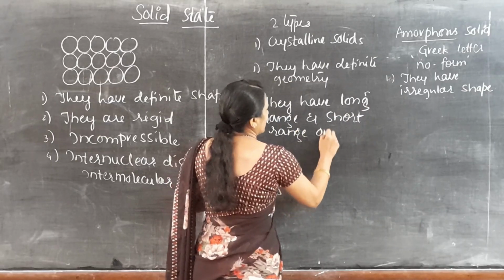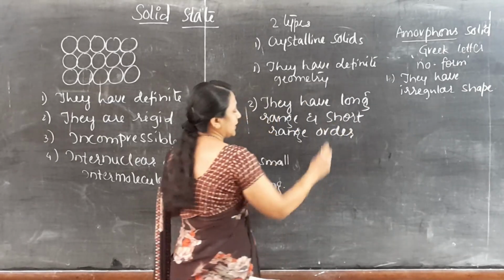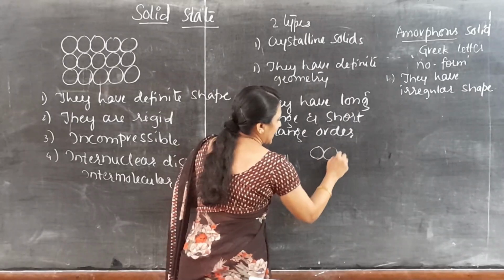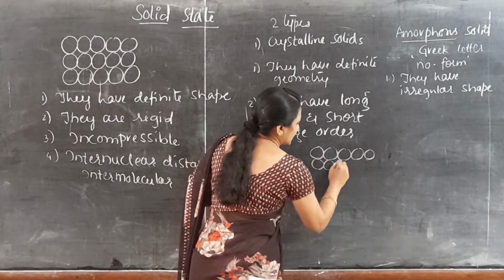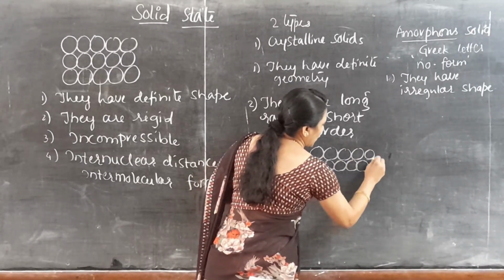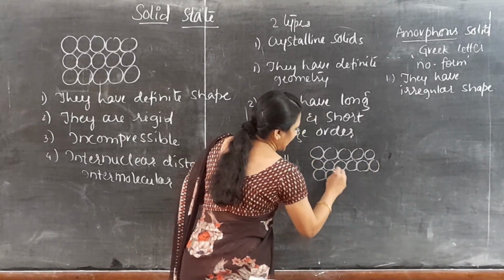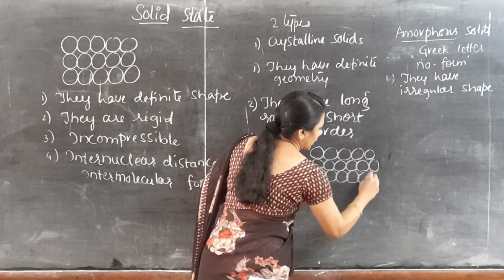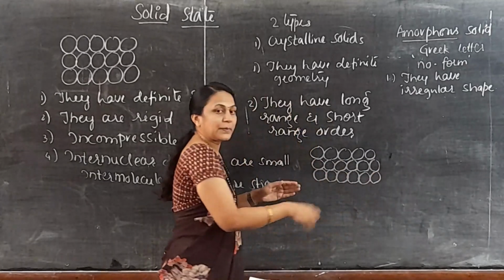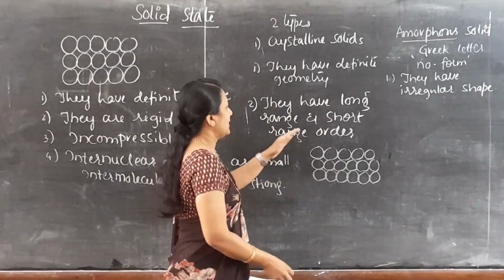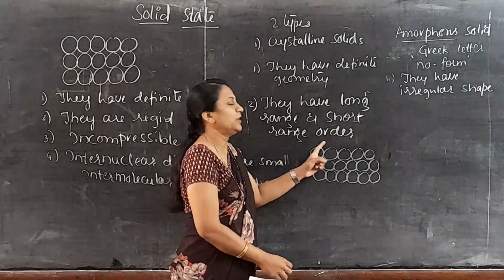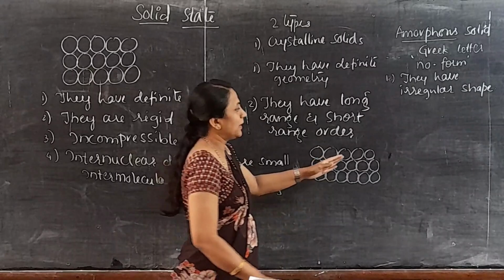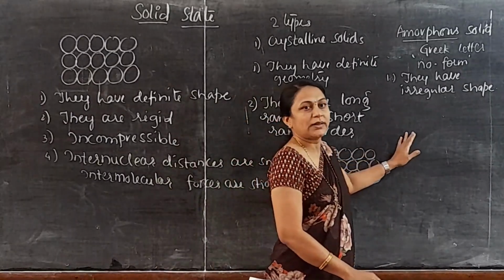Let me consider one crystalline solid here. Here the particles are arranged like this. The same arrangement is going to extend in space, and the same pattern is repeated again and again. That's why we say that they have both long range order and short range order.